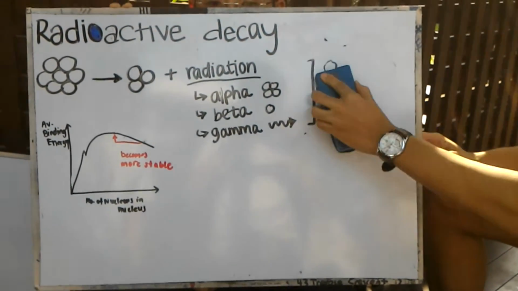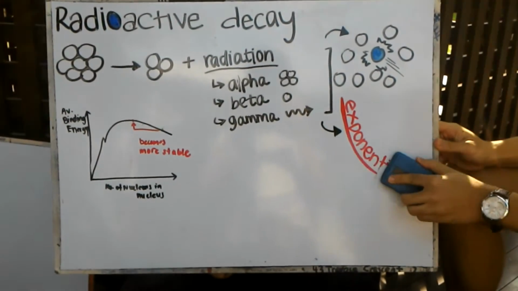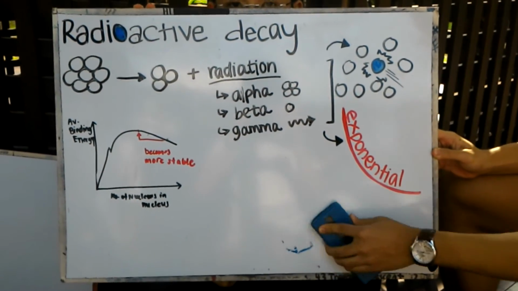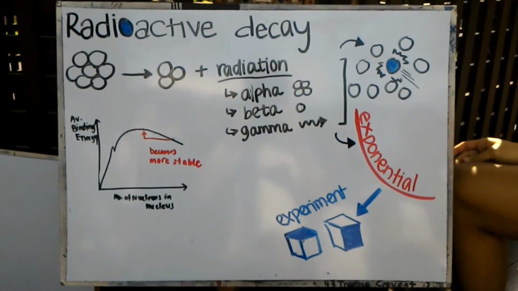Again, radioactive decay in an atom is random and spontaneous. However, it can be modeled as an exponential decay. A simple experiment with dice can be carried out to demonstrate this curve.